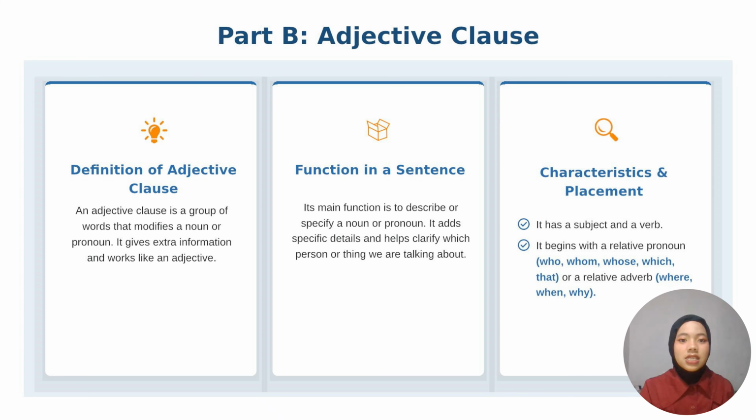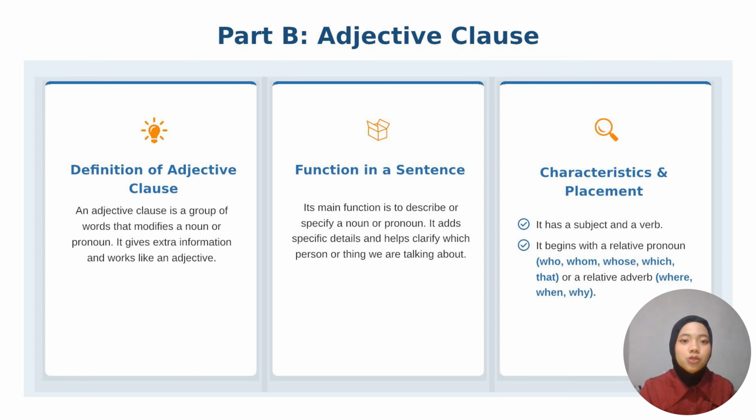An adjective clause is a clause that describes a noun or pronoun. It gives extra information about a person, thing, place, or idea. The main function of an adjective clause is to specify or describe the noun more clearly. It helps us understand exactly which person or thing we mean. An adjective clause also has a subject and a verb.